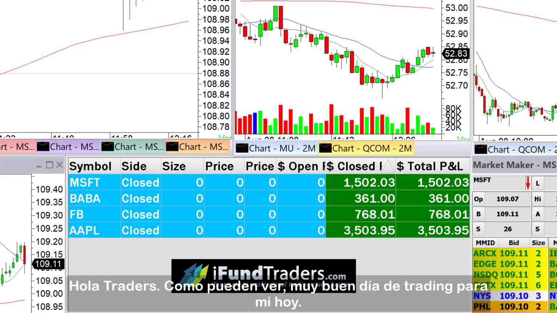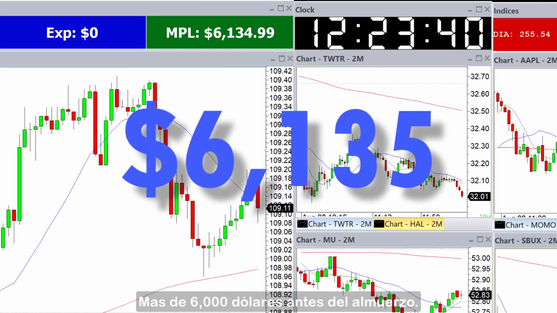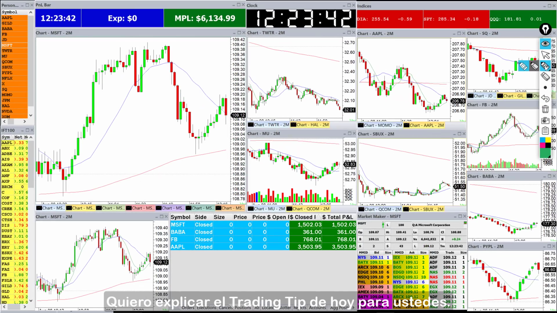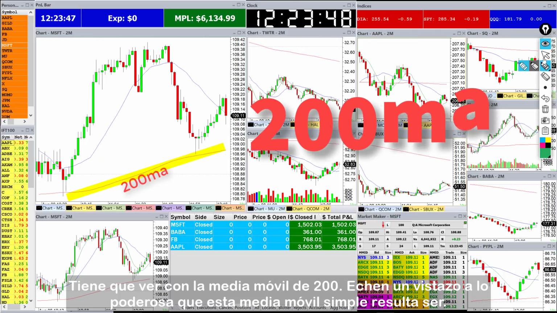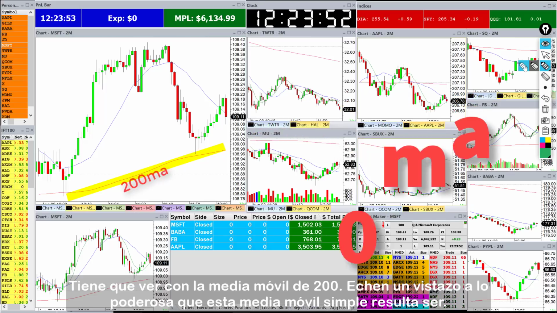Hi traders, as you can see, very nice trading day for me today, over $6,000 before lunch. Just want to point out my trading tip of the day for you. It revolves around the 200 period moving average. Take a look at how powerful this simple moving average is.